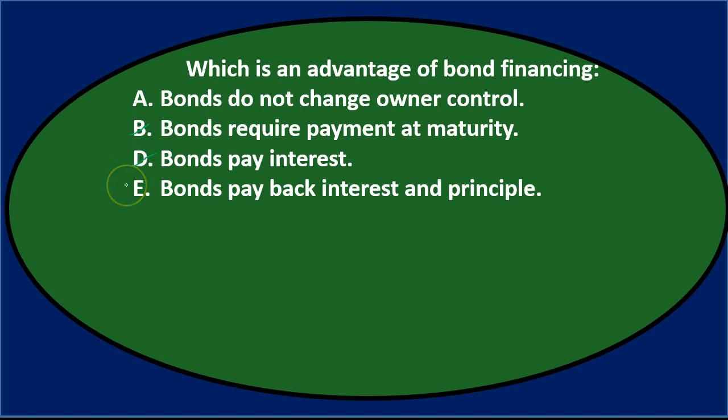And then E says bonds pay back interest and principal. And again, both those things we don't like. Is there any way we would not have to pay back interest and principal? Yeah, if we issued the stock, then we wouldn't have to pay back the interest and principal. But the advantage is going to be A. So the question and answer once again, which is an advantage of bond financing? A, bonds do not change owner control.